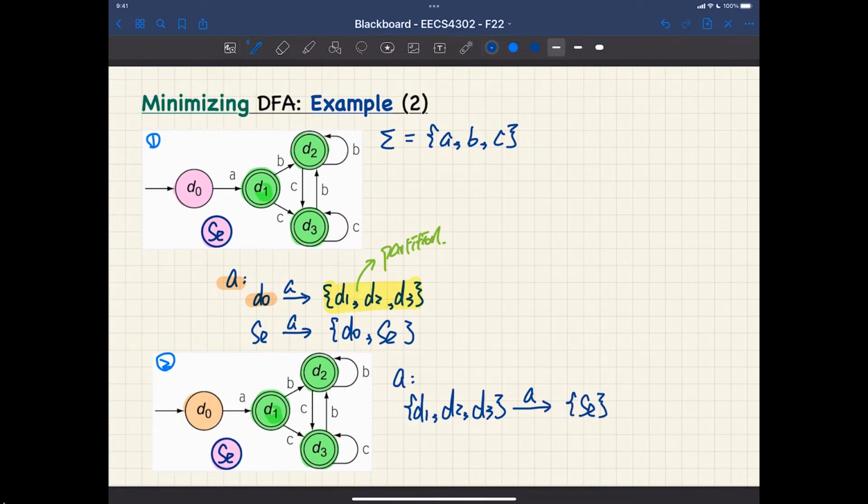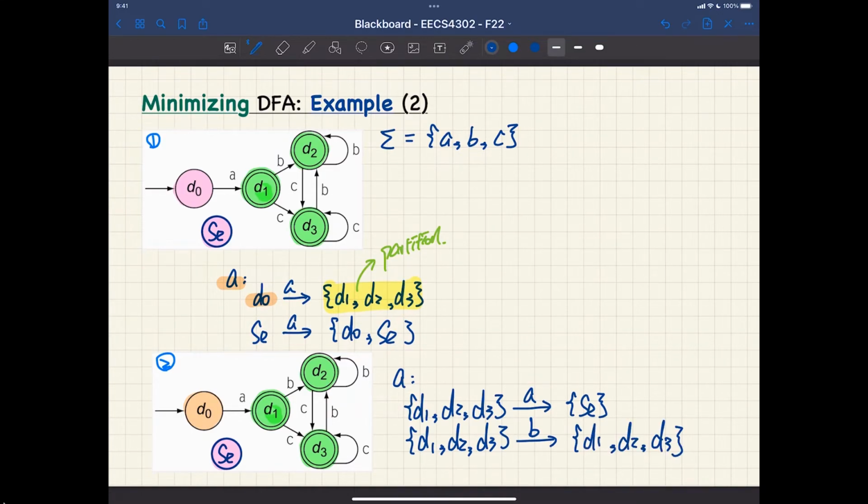What about B? D1 taking B, go to the green. D2 taking B, also go to the green. D3 taking B, also go to the green, right? So B is good. Let me write it down. So either D1 or D2 or D3, if you take B, you just go back to the same partition with D1, D2, and D3.